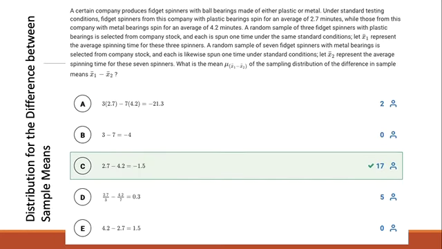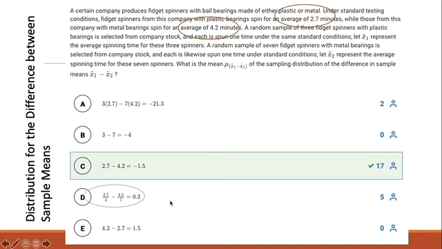So the remaining 4 questions are about the sampling distribution for the difference between 2 sample means. And here we are interested in the mean for the distribution of the differences between the 2 sample means. Don't work too hard, because we know the first population has an average spinning time of 2.7 minutes. The other population has an average of 4.2 minutes.